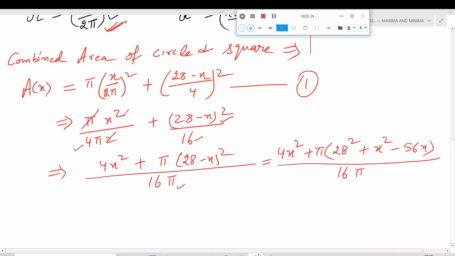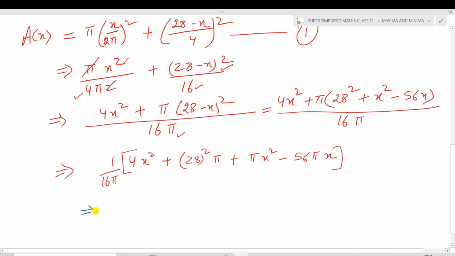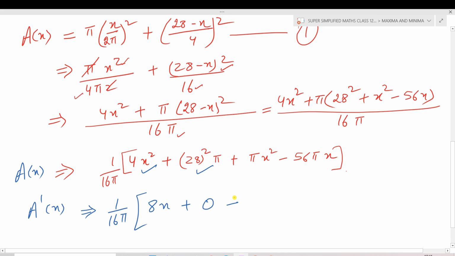So this is the expression for the area A(x). Now we find out A dash x, the first derivative. So 1 upon 16 pi is constant. First term's derivative is 8x. Next term is a constant, its derivative is 0. Next term's derivative will be 2 pi x, and the last term's derivative will be 56 pi.